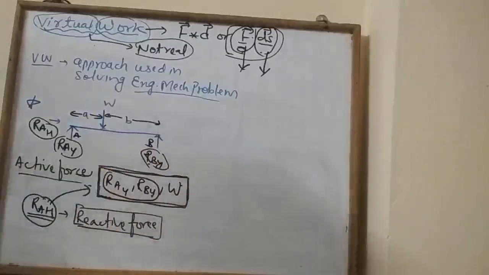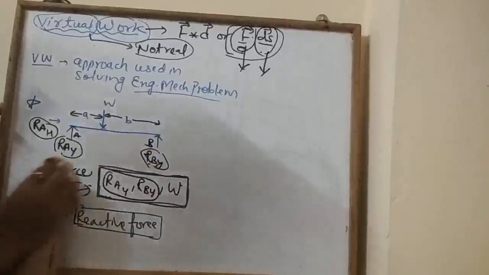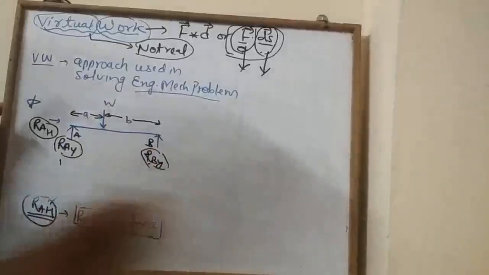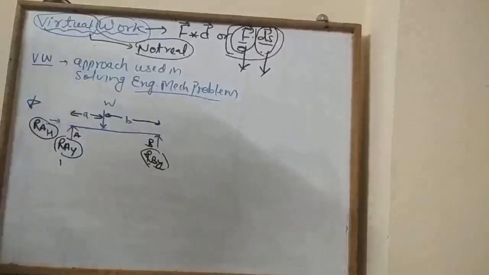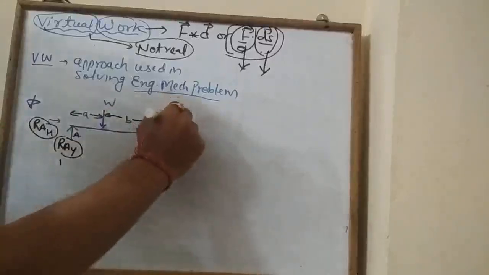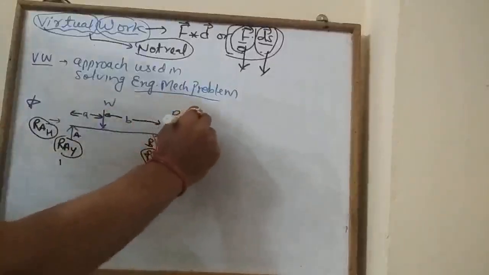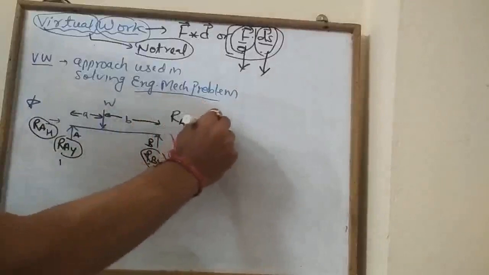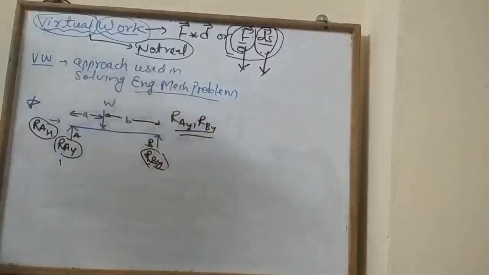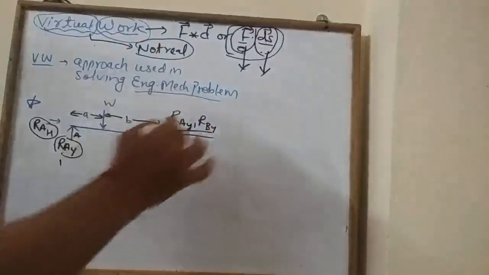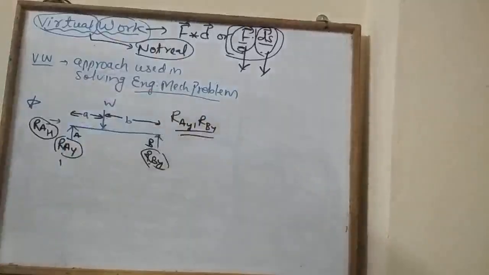Now active forces are RAY, RBY. These two unknowns have to be calculated. So one method we already know is that by the application of equilibrium equations we can calculate these two forces. The other approach is virtual work. Here it is a simple example.